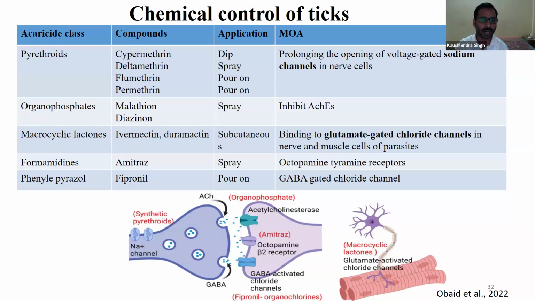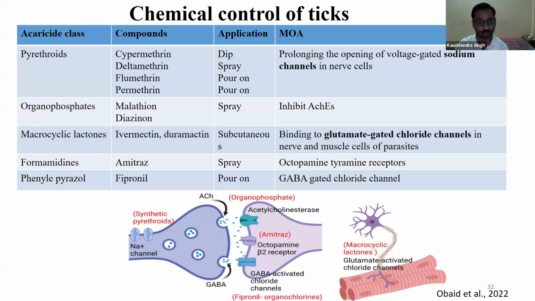Coming to the OP compounds, malathion and diazinon. These compounds are most commonly used in the agriculture sector, not in veterinary. Very few places use malathion and diazinon, and the mechanism of action is inhibiting acetylcholinesterase.